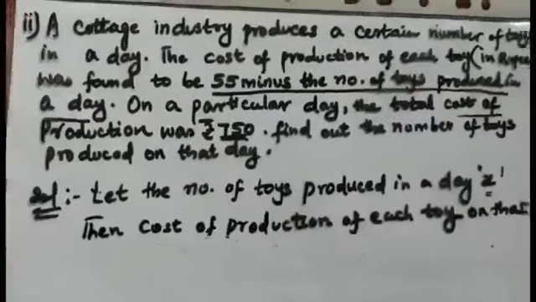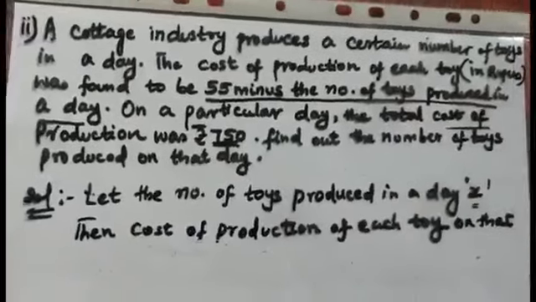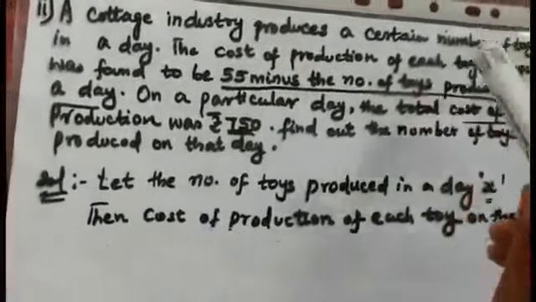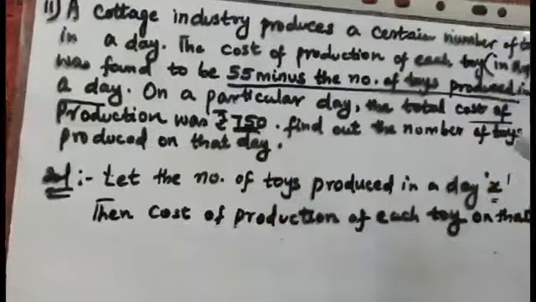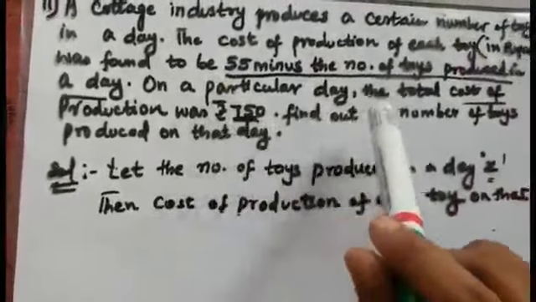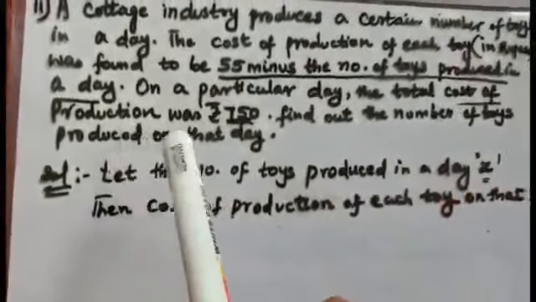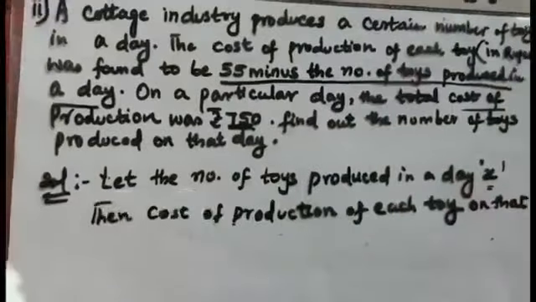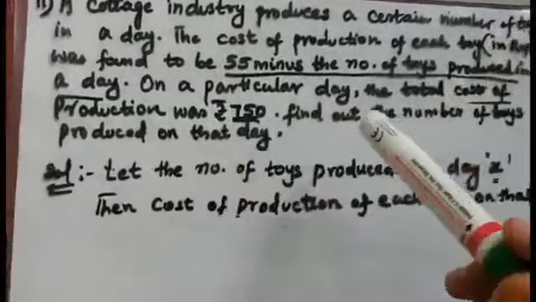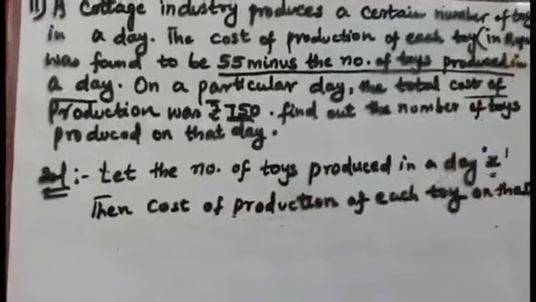So this is the information regarding a cottage industry where it produces a certain number of toys, and the cost of production of each toy on each day, they said, is always 55 minus the number of toys they produce. For example, on a particular day they have produced 30 toys. So what will be the cost of one toy? The cost of production they have spent on one toy is 55 minus 30. So this is the logic they have given, and they are saying that on a particular day they were able to spend rupees 750 on some toys, and now they want to know how many toys they have really produced.